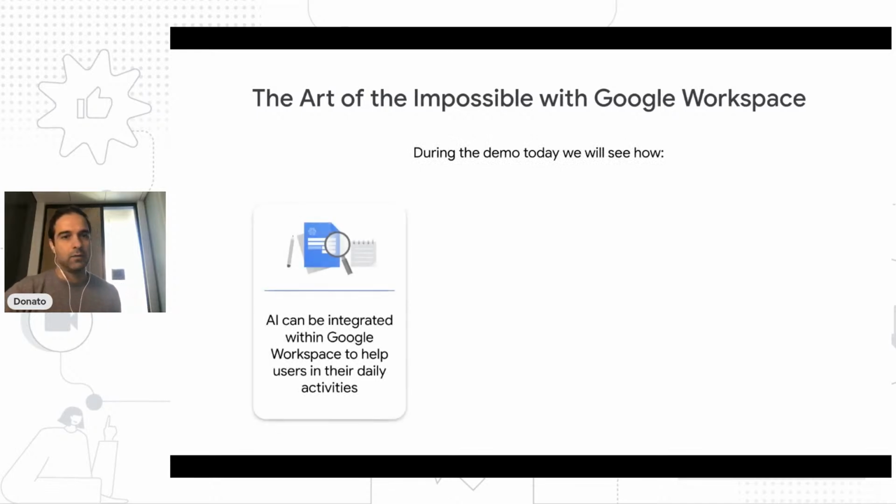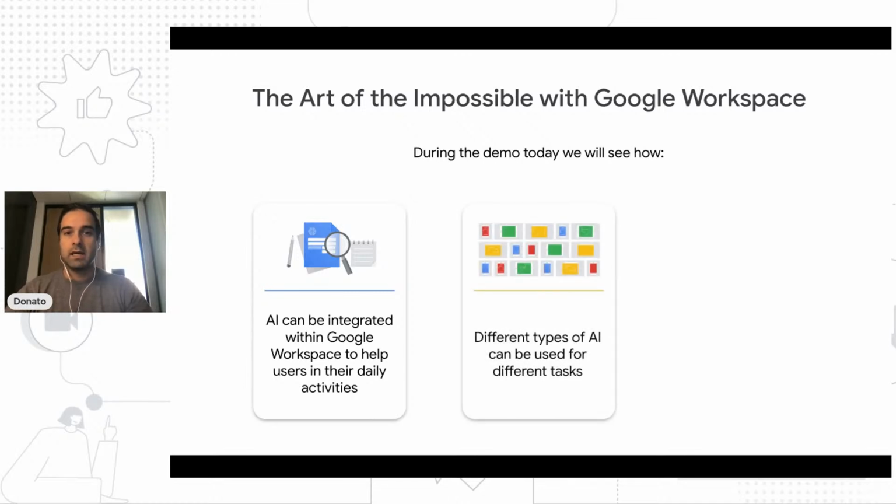So in the demo today, we're going to cover the following things. We're going to see how AI can be integrated within Google Workspace to help your users in their daily activities. And we'll see how bringing AI into the tools that users use every day can strongly improve productivity and save precious time for them.